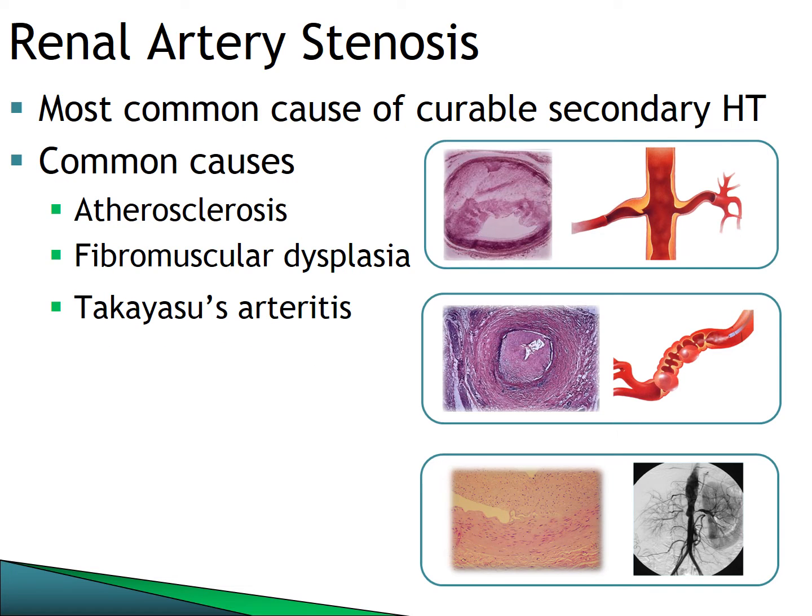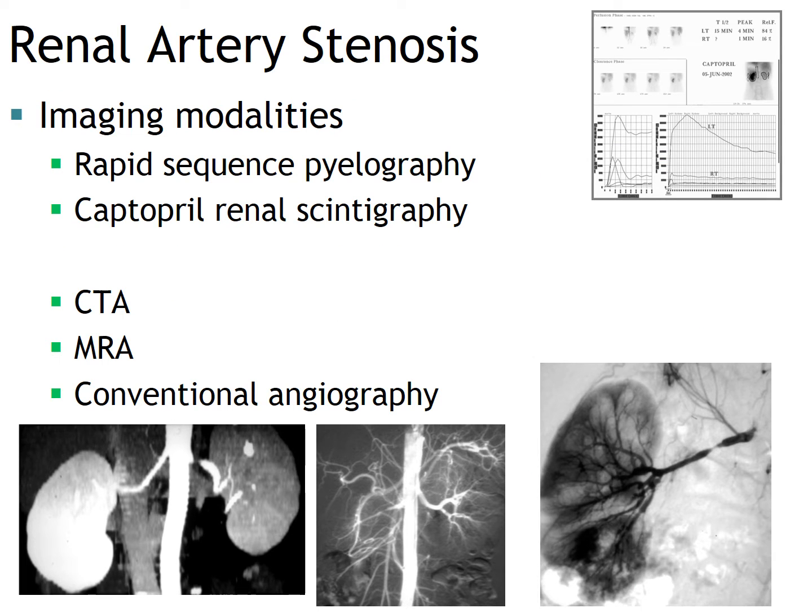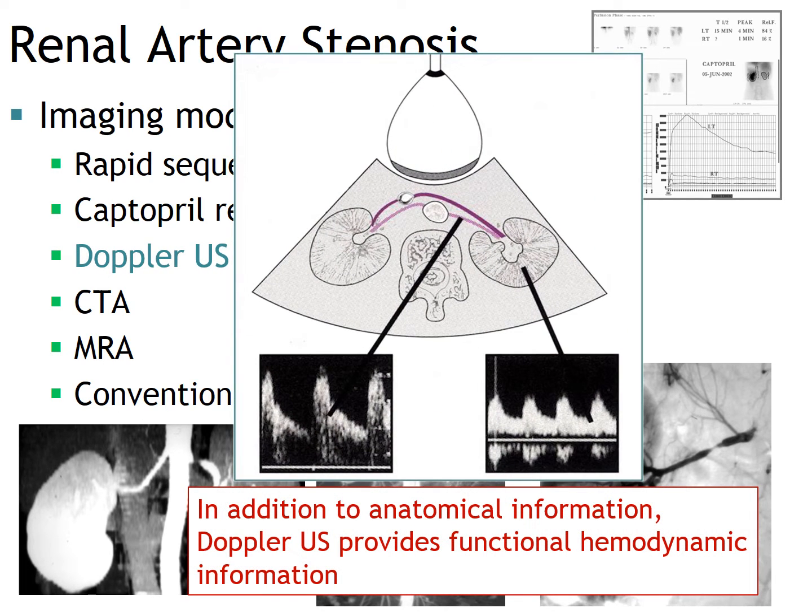Doppler ultrasound is very useful in diagnosis of renal artery stenosis. Renal artery stenosis is the most common and important cause of curable secondary hypertension, and common causes are atherosclerosis, fibromuscular dysplasia, and Takayasu's arteritis. There are many old and new and invasive imaging techniques to detect renal artery stenosis, but Doppler ultrasound is very useful as a non-invasive imaging study.